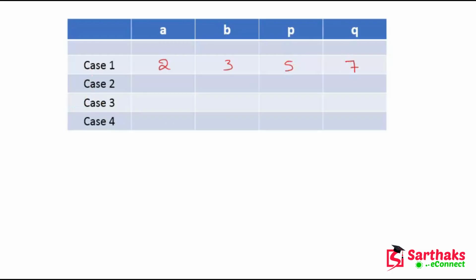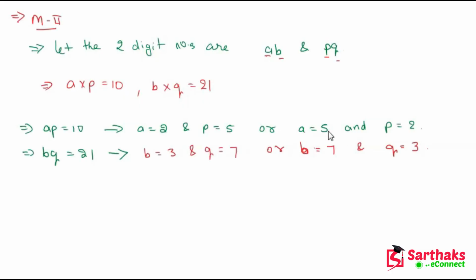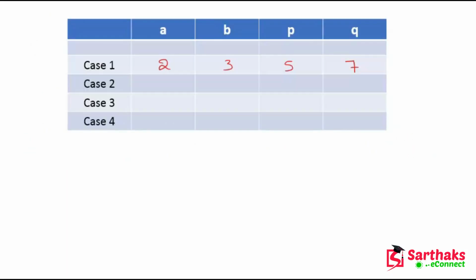Now in the second case we are taking A is 5, B is 7, P is 2 and Q is 3. If A is 5 then P is what? P is 2. If B is 7 then Q is 3. Okay, so they are the two cases.